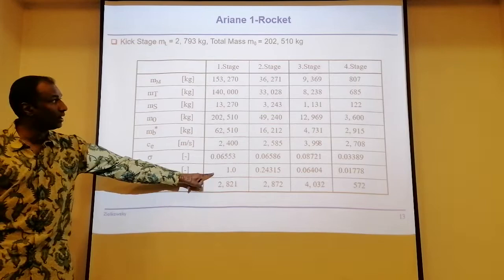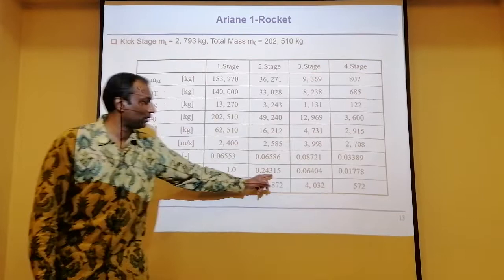Okay? Mu 1, you don't have to calculate. Mu 1 is always 1. Then there are other mus. You see, the mus are quite low. Mu 1 is always 1, but then you will never actually reach 1 in that sense.